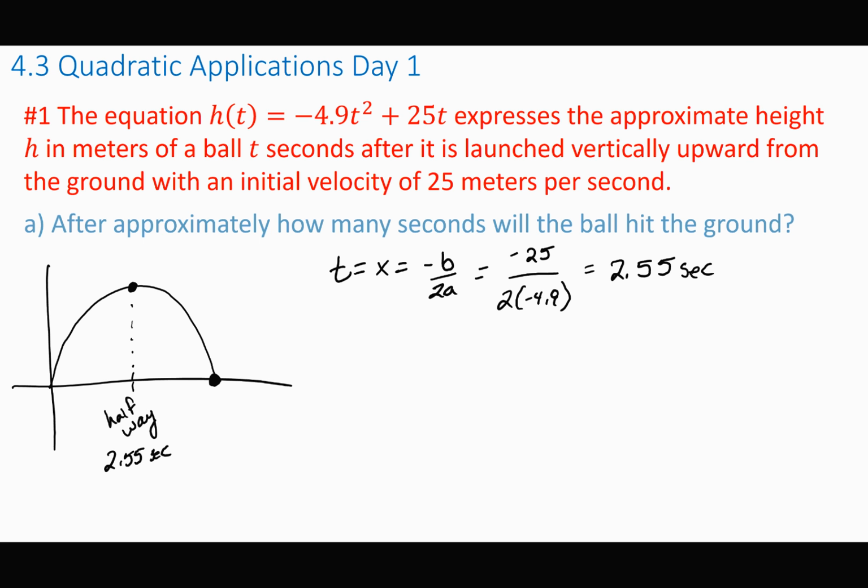If I'm going to go the whole distance, I have to double that. Okay, so I'm going to have 2.55 times 2. And that will give me 5.1 seconds. Okay, so how many seconds will the ball hit the ground? And it says it's being launched vertically upward from the ground. So it's telling me it's starting at the ground and it's being shot up. So think of maybe somebody kicked it off the ground. Okay, and it flew in the air for 5.1 seconds before it hit the ground again.